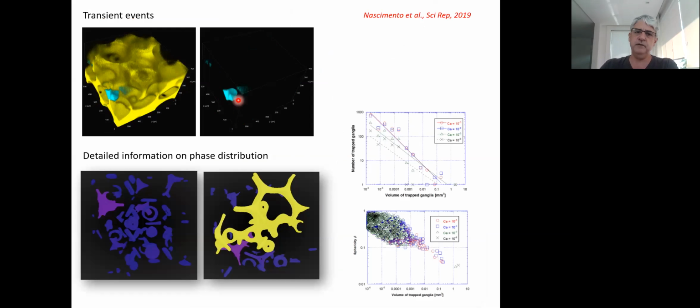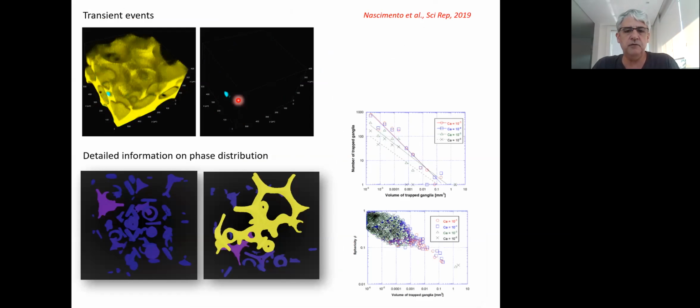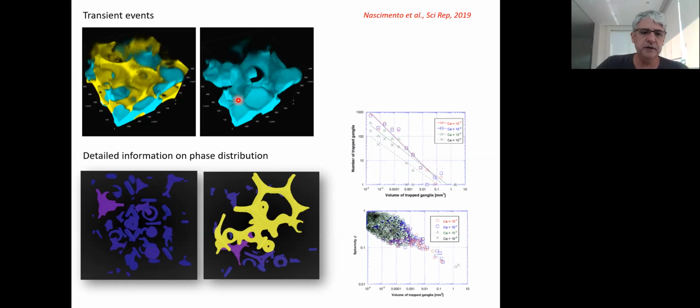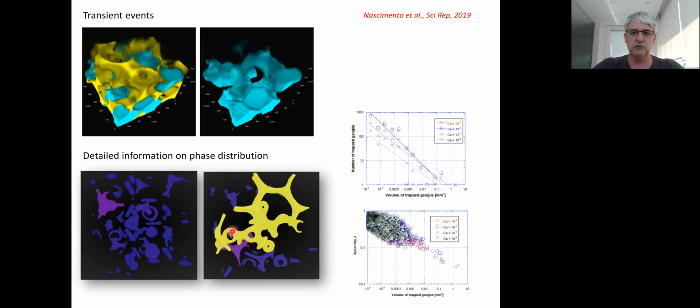And then you can get a very detailed description of this transient process, in this case the drainage of the oil that wets the porous media. And once you reach steady state, you can get very detailed information of the trapped ganglia. And then you can really get a very, very detailed description of what went on.